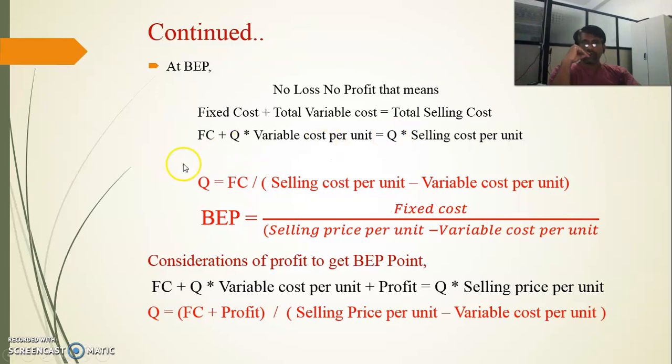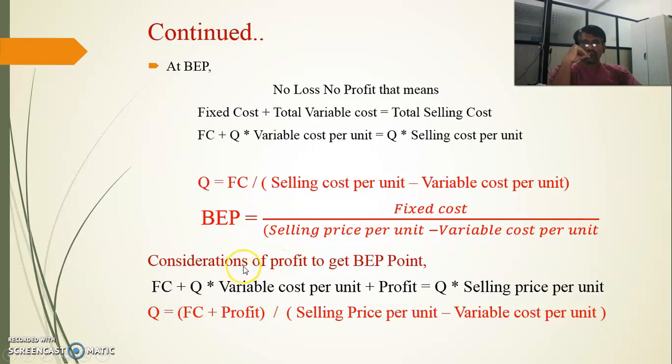and that can be calculated if we solve this equation. So we can say that Q is equal to the fixed cost divided by the selling cost per unit minus variable cost per unit. So this formula will represent us the break-even point quantity will be equal to fixed cost divided by selling price per unit minus variable cost per unit.